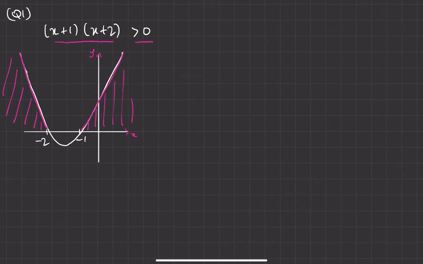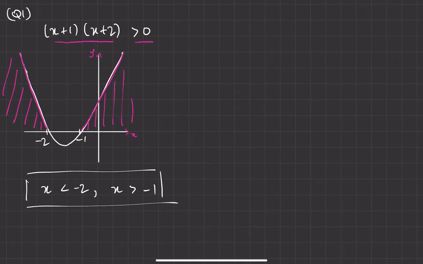So how do you actually write the answer? We want x smaller than -2 and x greater than -1. This is the solution to this inequality.